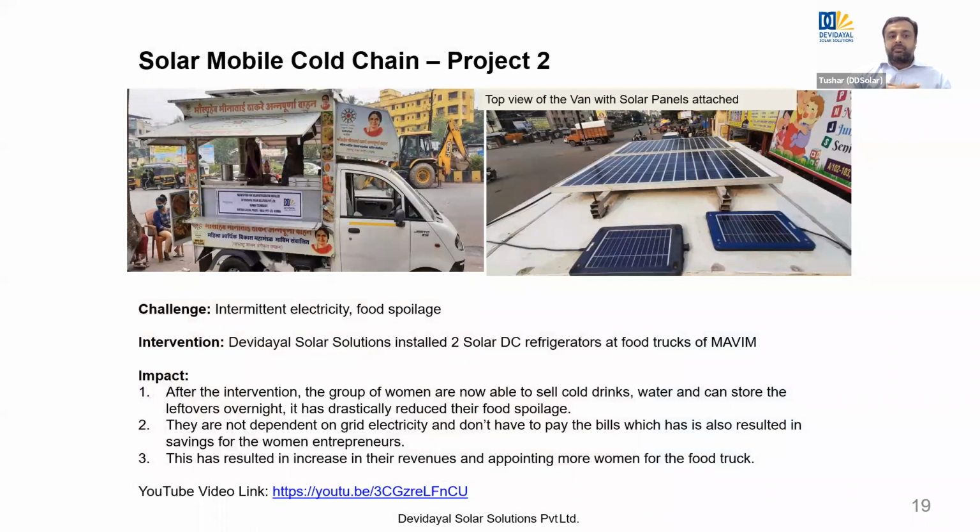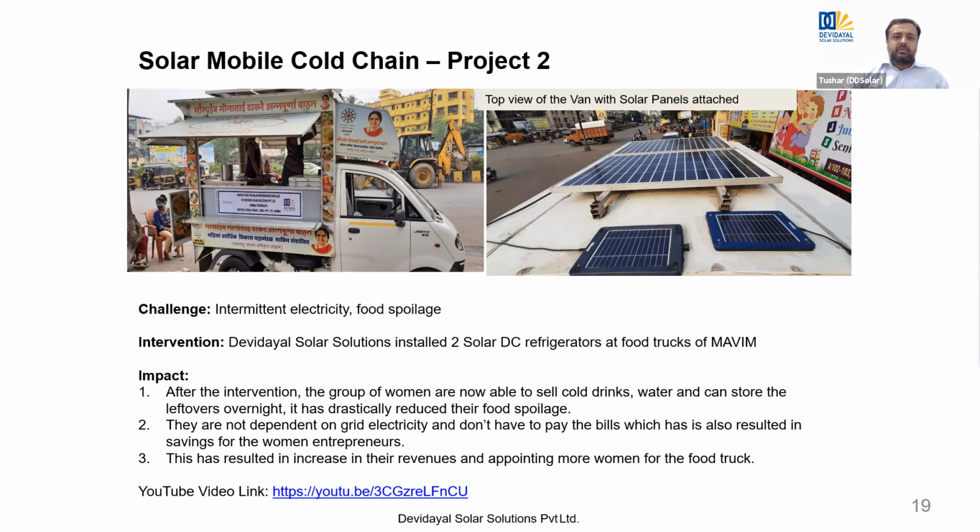Another one where we looked at intermittency of electricity and food spoilage was a food truck in peri-urban Mumbai, the city that I am in now. Again, there was a food truck. The group of women who were selling the evening and the midday meal had no place to store leftovers, to store food that wasn't selling, or even the ability to sell cold drinks or water.